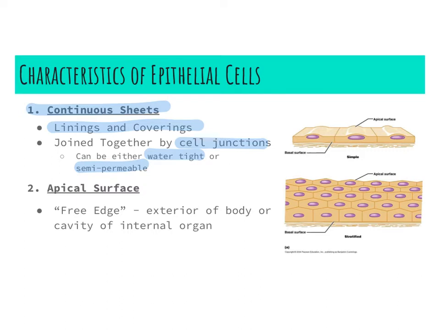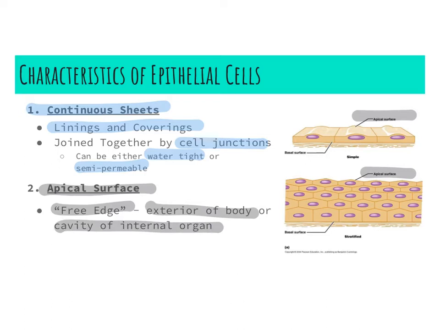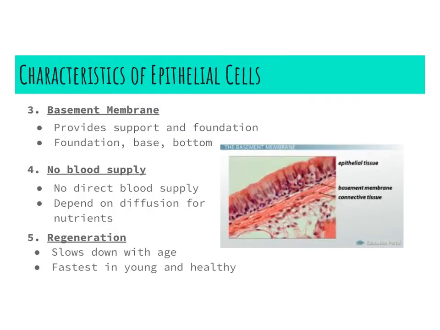Next, if you look at the images, you can see that each of these epithelial tissues has what's called an apical surface or a free edge. This is the part of the epithelial tissue that is touching open space. So this could be on the exterior of our body, or it could be in the cavity of an internal organ, but this is where the epithelial tissue ends and open space begins.